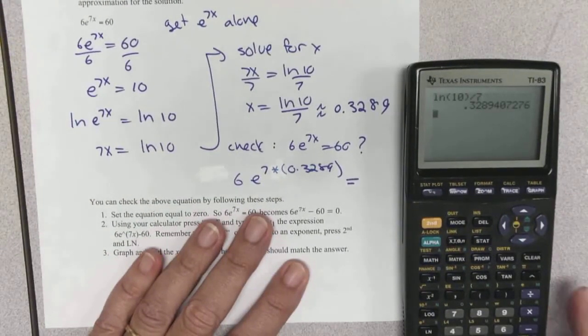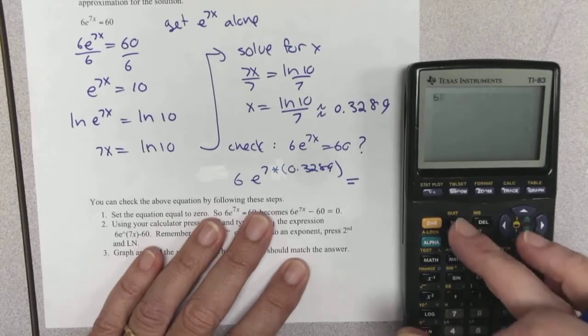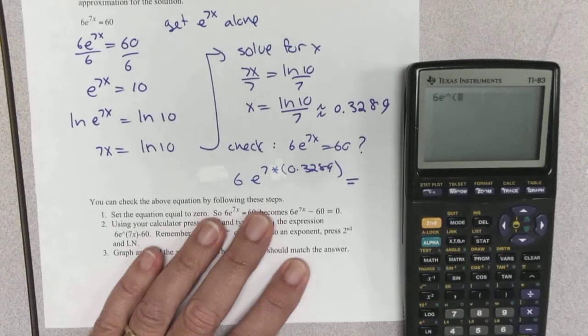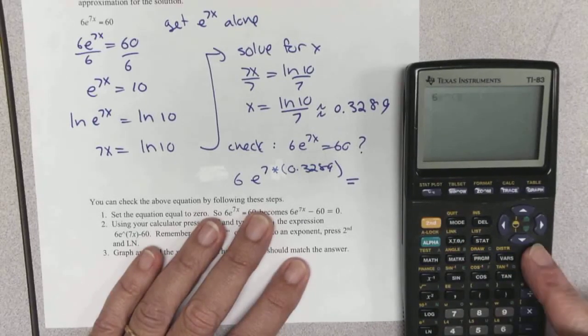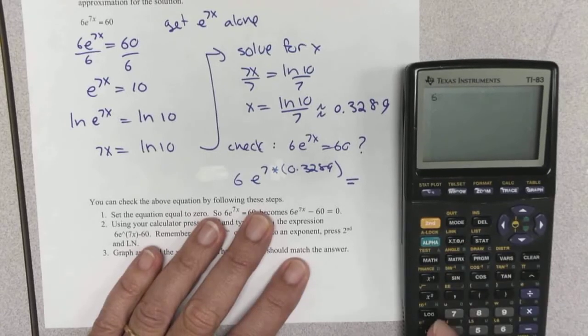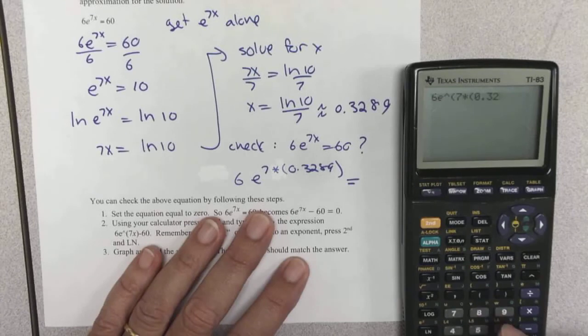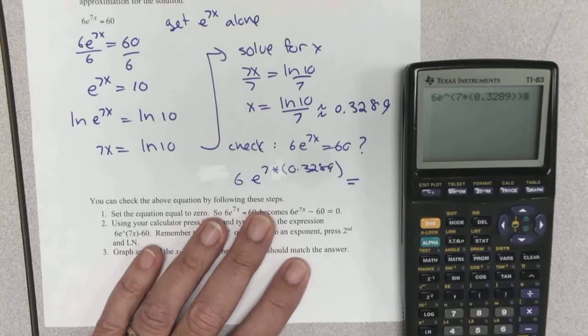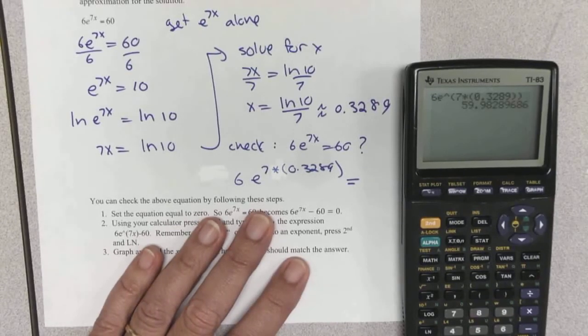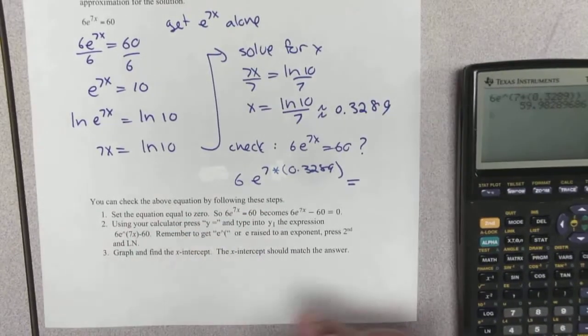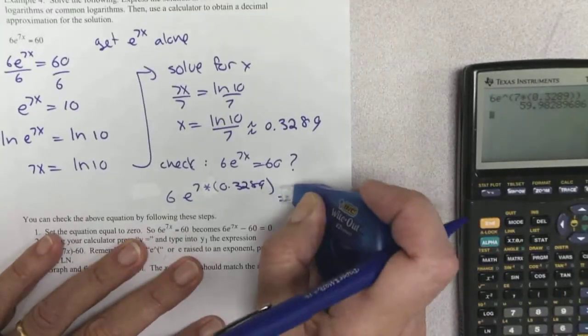Let's do that on a calculator, see what we get. 6 times e. Remember how to get e in an exponent? Second natural log gave me that e, so let's do that again. 6 second natural log gives me the e in the exponent. Then I want 7 times 0.3289 in the parenthesis, in another parenthesis, then hit enter. And it looks close.